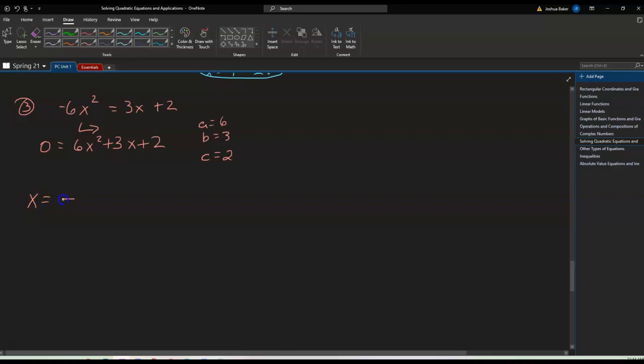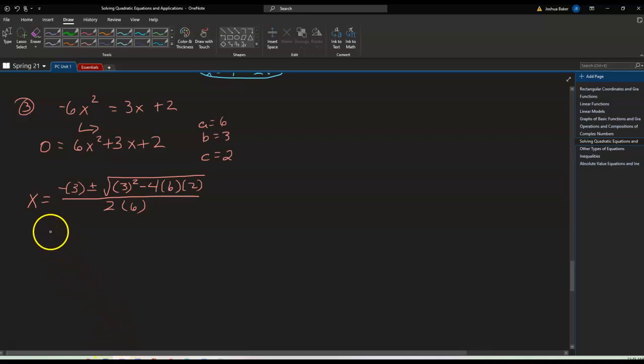So now we're substituting back into that quadratic formula. The negative of b plus and minus the square root of b squared minus 4 times a times c, all over 2 times a. All right.